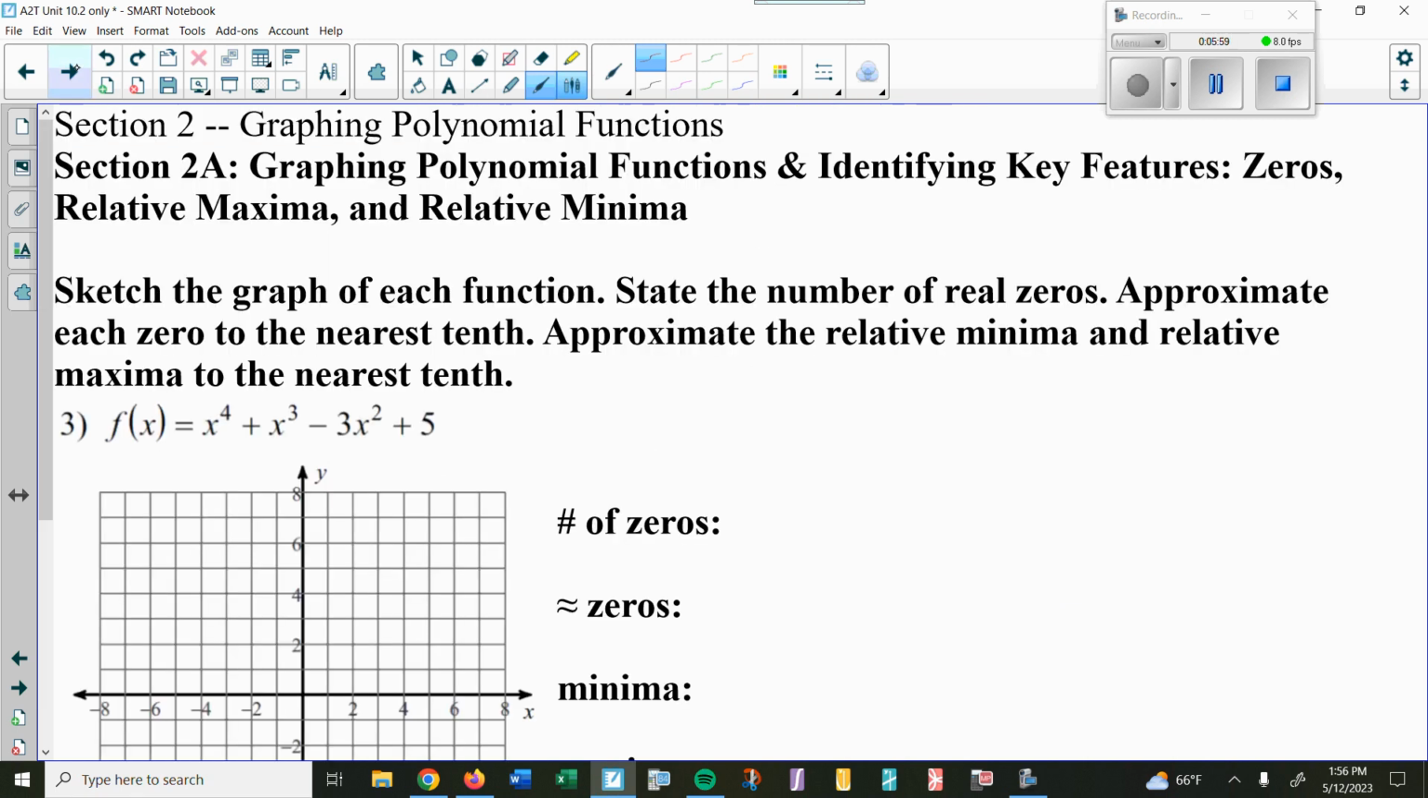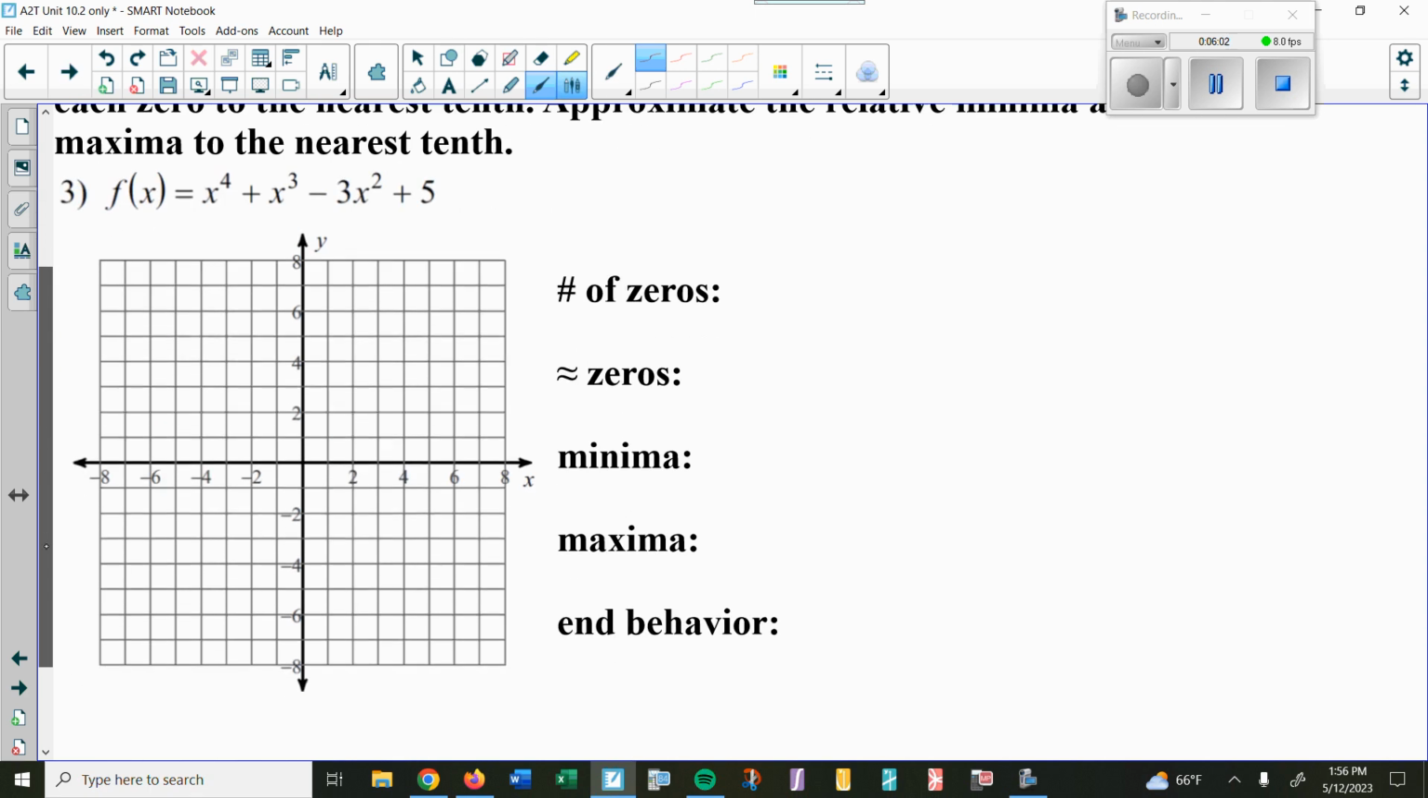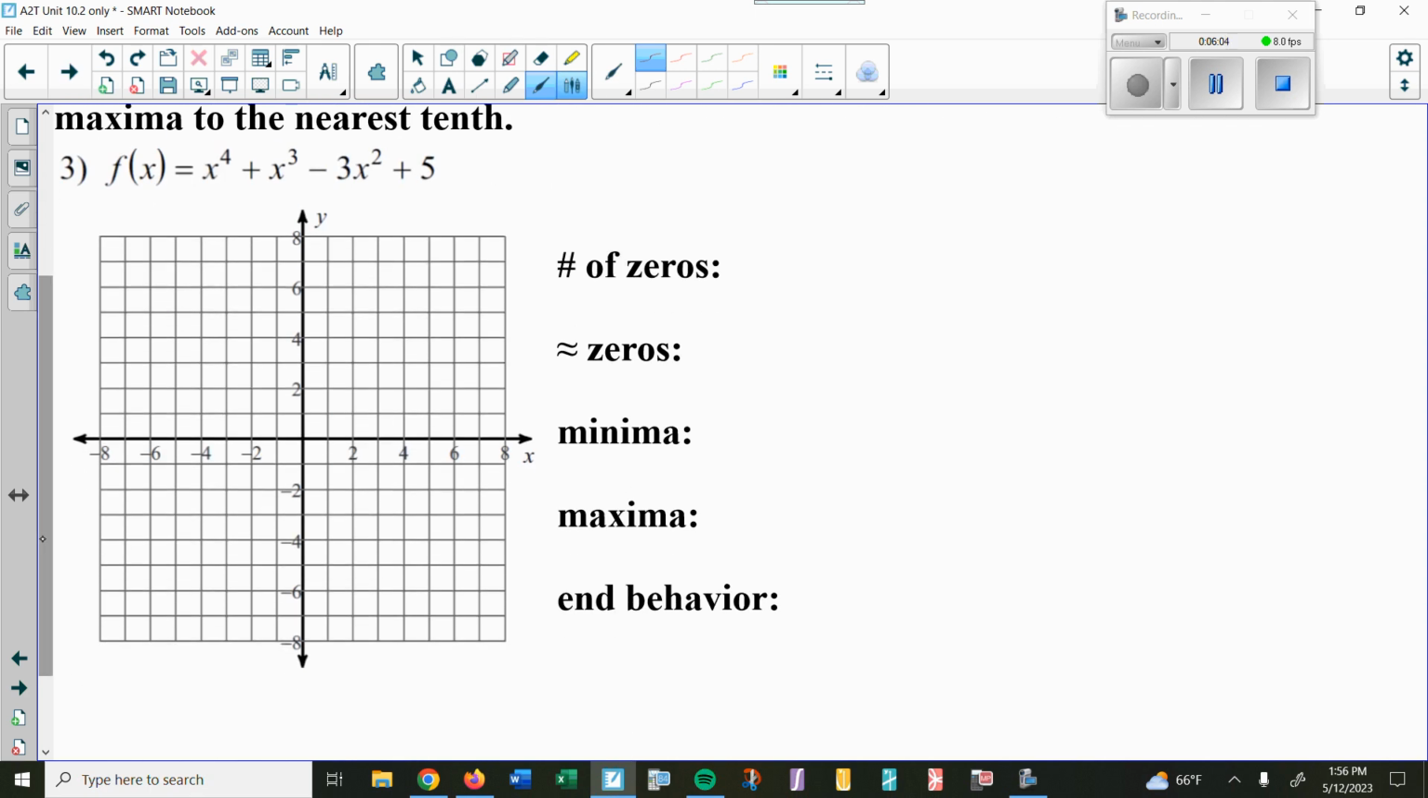So at this point, pause the video, try to do this one on Desmos, and then we'll talk through this. So now that you paused the video and did this one on Desmos, we can talk through it.